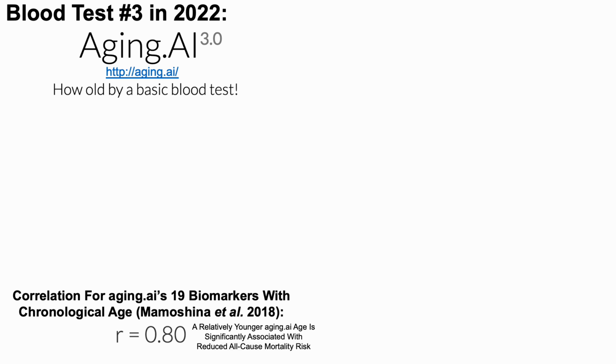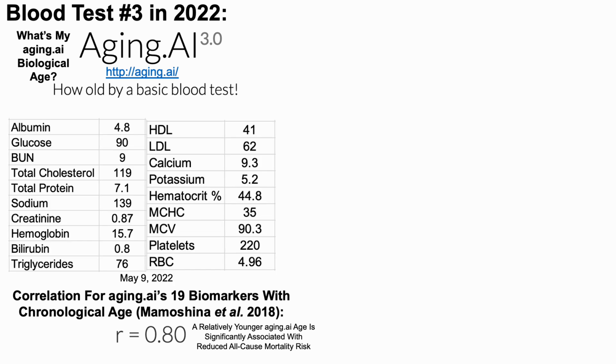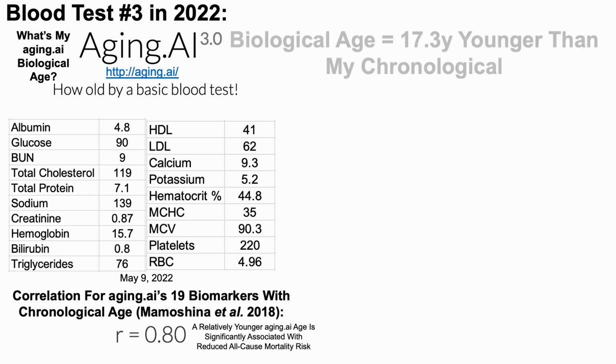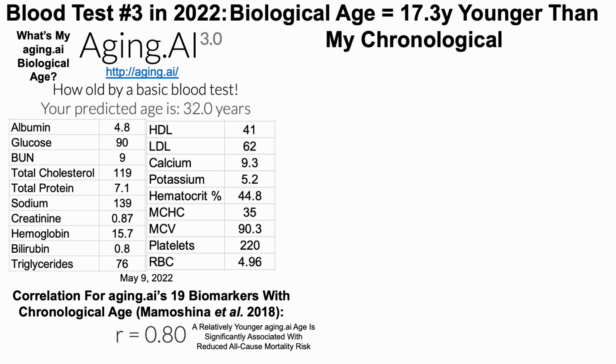So what about all-cause mortality risk? Well, a relatively younger Aging.ai age in this paper was shown to be significantly associated with a reduced all-cause mortality risk. So again, we want to have more youthful biological ages using both these tests, at least based on the all-cause mortality data. All right, so what about my data for this test? What's my biological age? So when using the 19 biomarkers and entering that data, as you can see there, Aging.ai gives me a predicted age of 32 years, which is 17.3 years younger than my chronological.